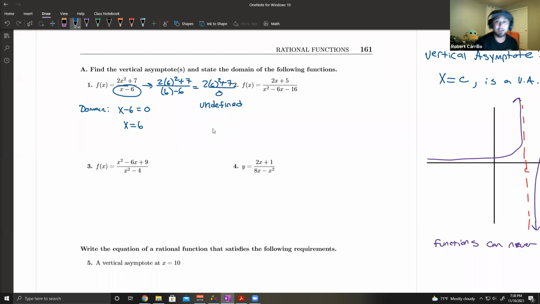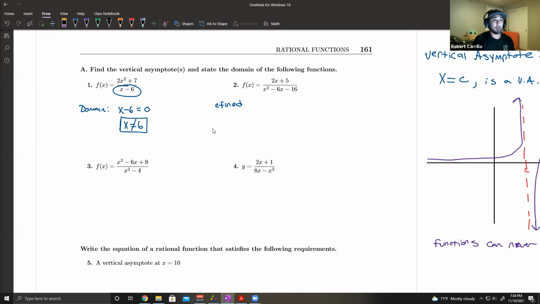0 in the denominator. So what this means is that for this function's domain, we can be any number we want except for which one? 6. So when we state the domain of our function, we're going to say x cannot equal 6. So there's our domain. X cannot equal 6.